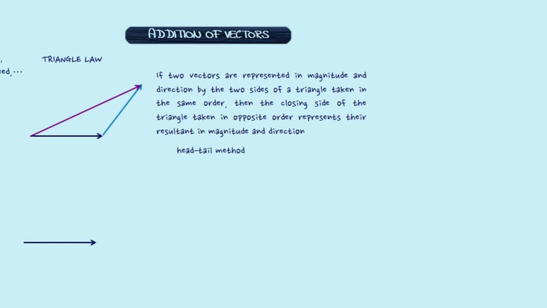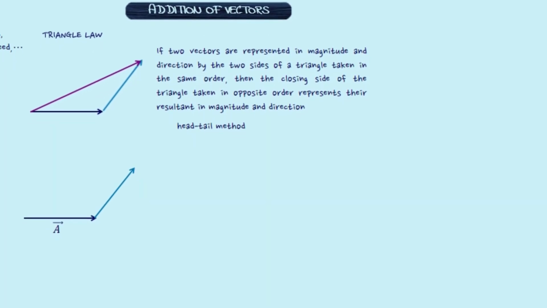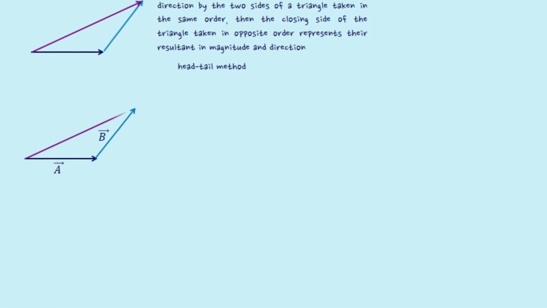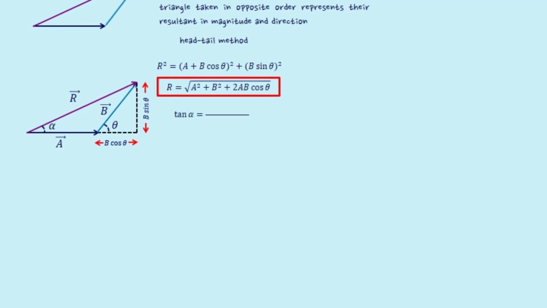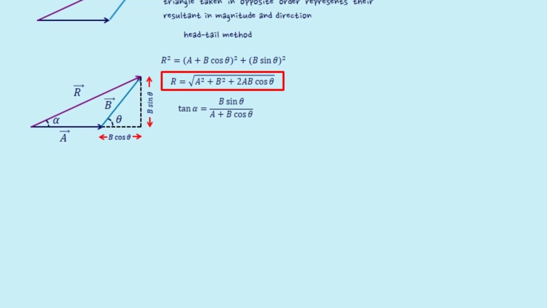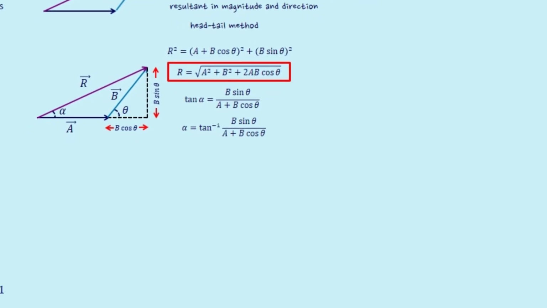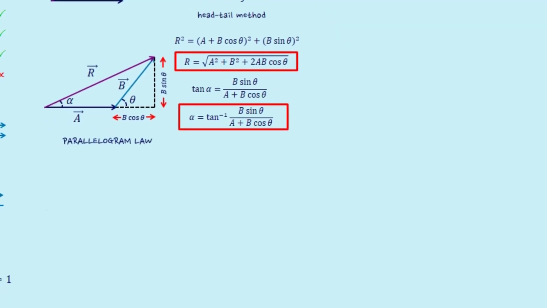Quantitatively, we need to obtain the expression of magnitude and direction of the resultant vector. Here, some geometrical steps are shown to calculate the magnitude of the resultant vector, and the angle alpha can also be calculated between the resultant vector and the vector A to specify the direction of the resultant vector. Magnitude of the resultant vector is R equal to square root of A square plus B square plus 2AB cos theta, and the angle alpha is alpha equal to tan inverse of B sin theta by A plus B cos theta.